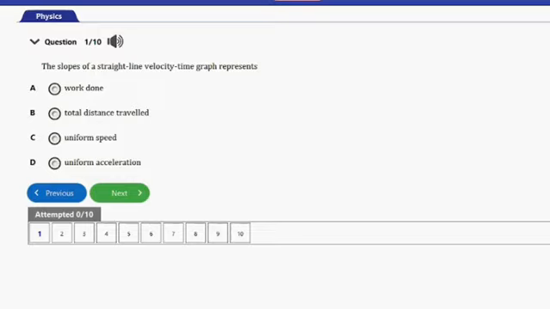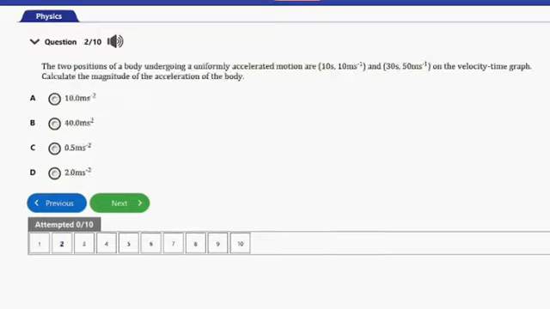So let's go ahead and consider the next question, guys. So guys, the next question here is question number 2. It says, the two positions of a body undergoing a uniformly accelerated motion are 10s, 10 meter per second and 30 seconds, 50 meter per second on the velocity time graph. Calculate the magnitude of the acceleration of the body.